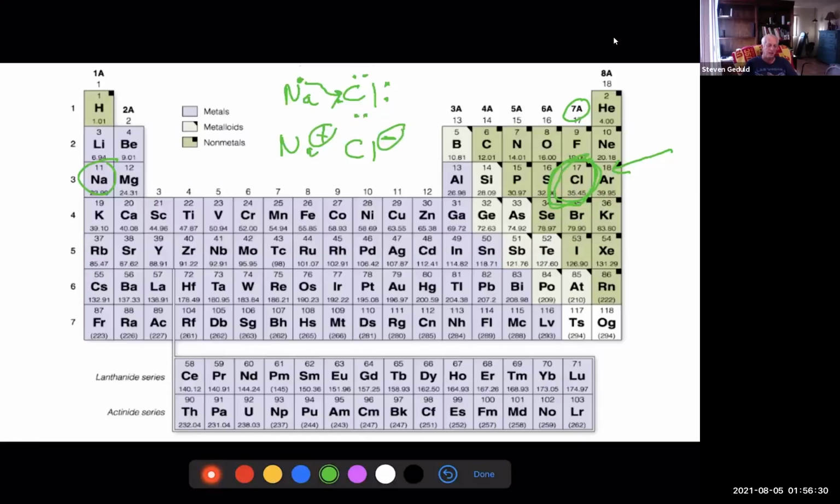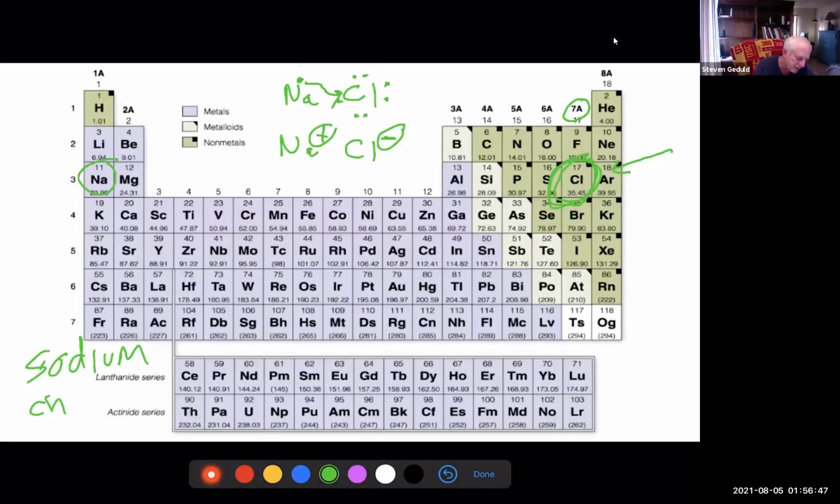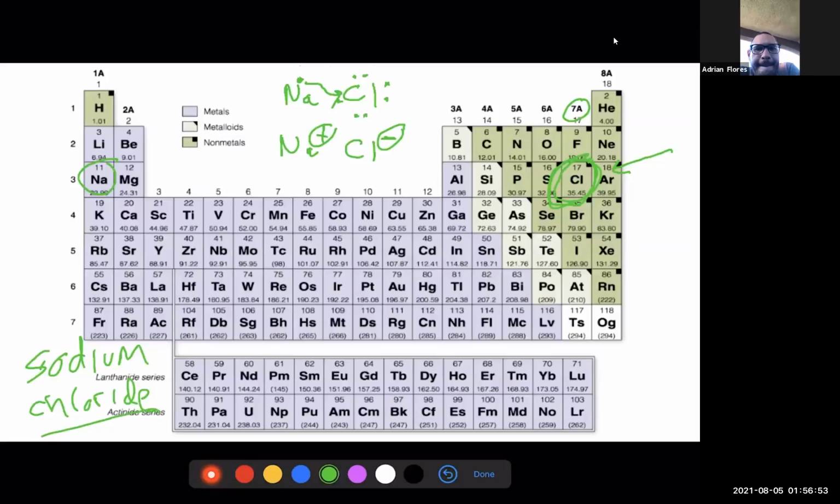When you name it, the metal gets the name on the periodic table, so you call it sodium. And then for the chlorine, you change the ending to IDE. That's why it's sodium chloride, table salt. The charges have to match. Sodium is +1, chlorine is -1. It's 1 to 1. You have to balance your charges. So when Na and Cl combine, it has to be a neutral compound. So the formula is NaCl.